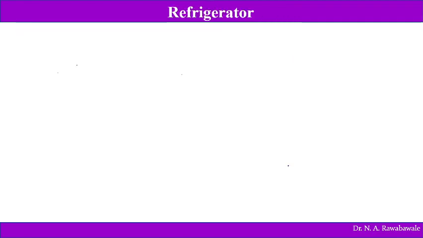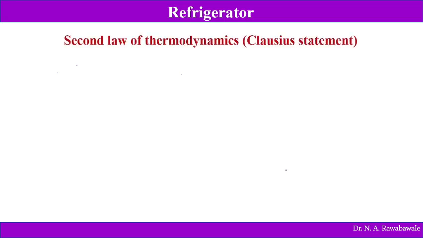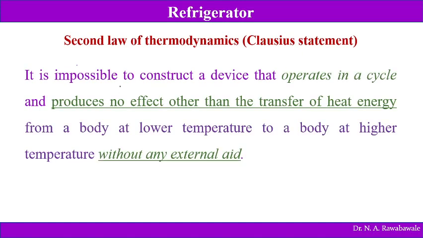Now I will move to the refrigerator. What is this refrigerator? What is the difference between heat pump, heat engine and refrigerator? According to the second law of thermodynamics, the Clausius statement, it is impossible to construct a device or machine that operates in a cycle and produces no effect other than transfer of heat from a body at lower temperature to a body at higher temperature without any external aid.